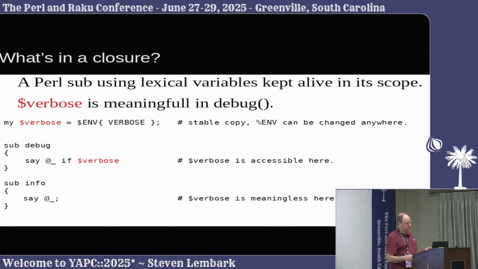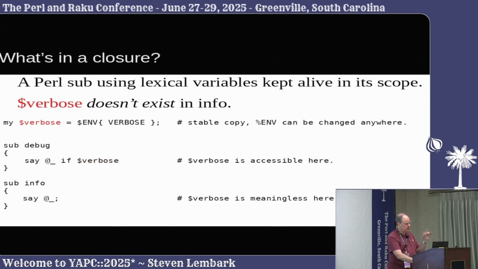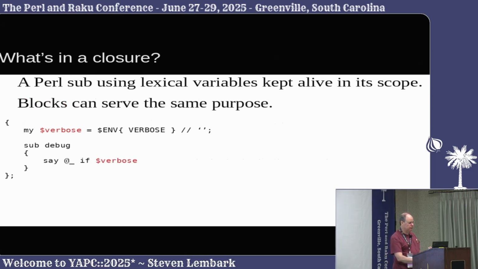The trick here is my $verbose, once I've assigned it at almost compile time, I don't care if $ENV{VERBOSE} changes. So now my debug is safe from changes in that global variable because it's using a private variable that isn't accessible elsewhere. If you look in that info sub, if you're in the Perl debugger and you try and say what's $verbose, you're going to get undef. The variable literally does not exist in info. It's not that it's not visible, it's not accessible, it's meaningless. So that debug is a closure on verbose.